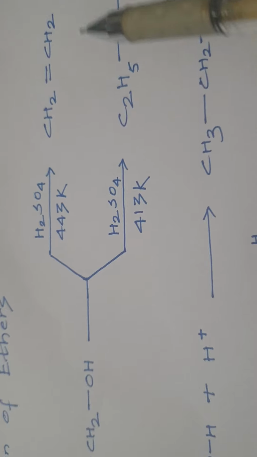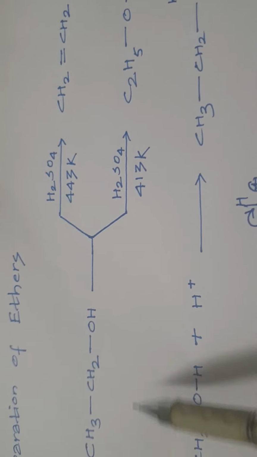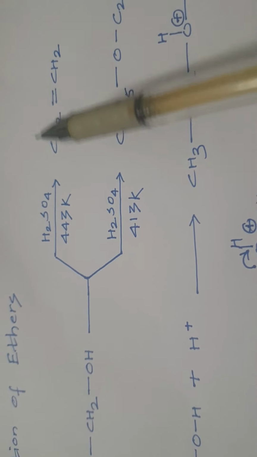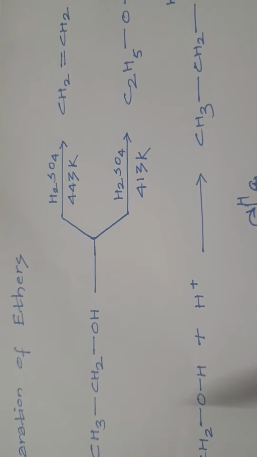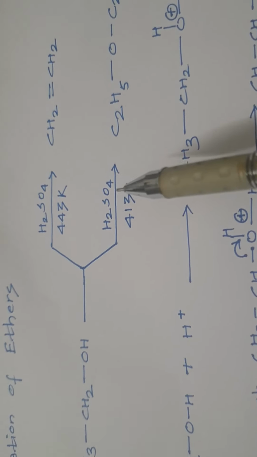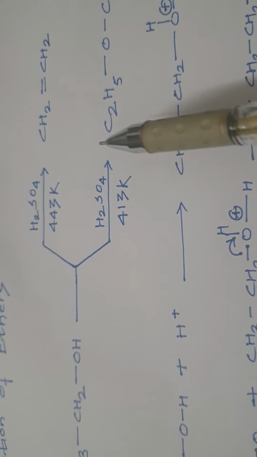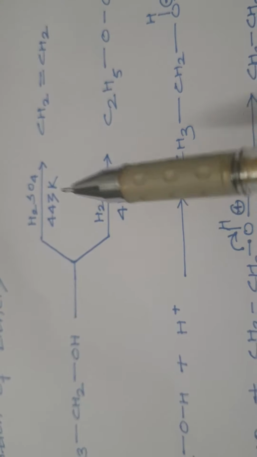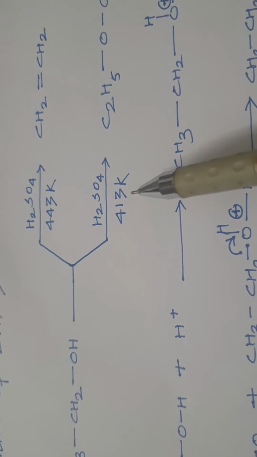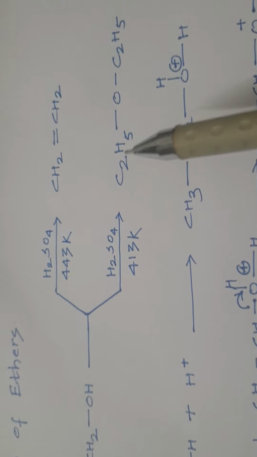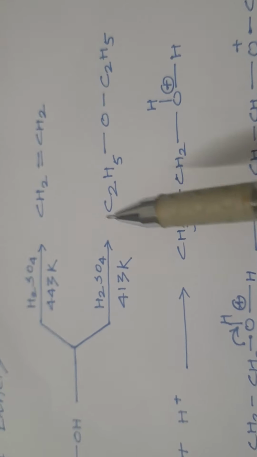us alkene as our product. That is, over here we find ethanol giving us ethene as our product. But the same alcohol undergoes a reaction with your sulfuric acid, that is a protic acid over here, but at a slightly lower temperature of 413 Kelvin and ends up giving us an ether as a product.